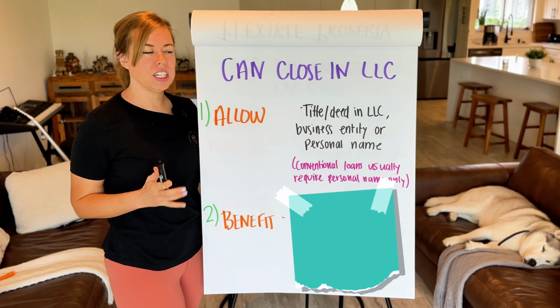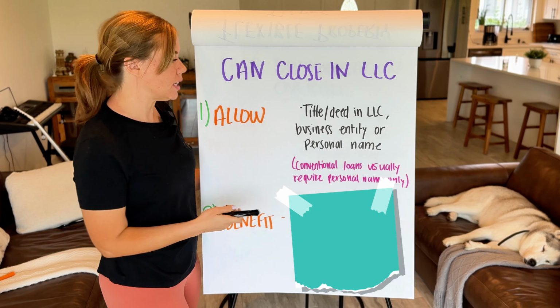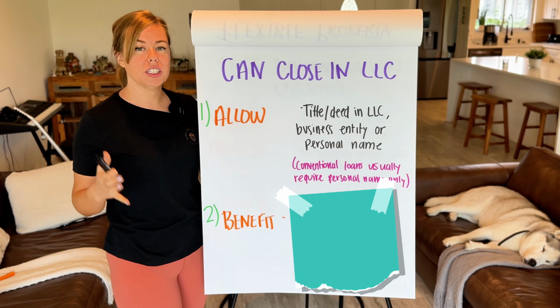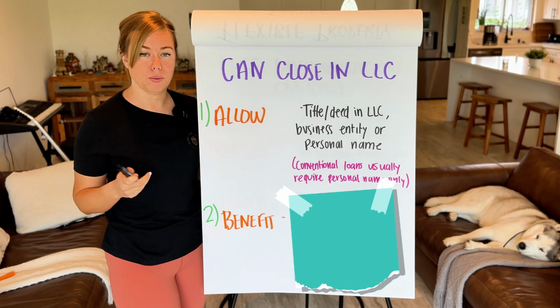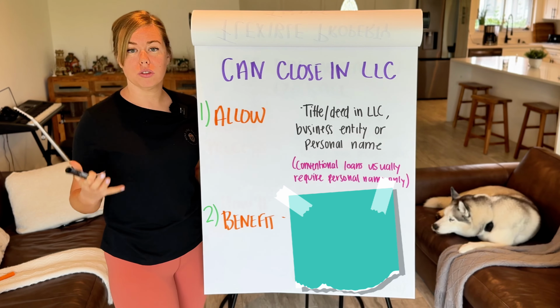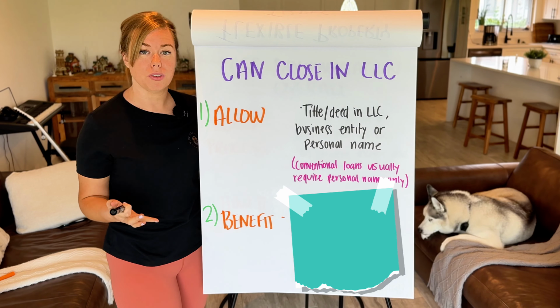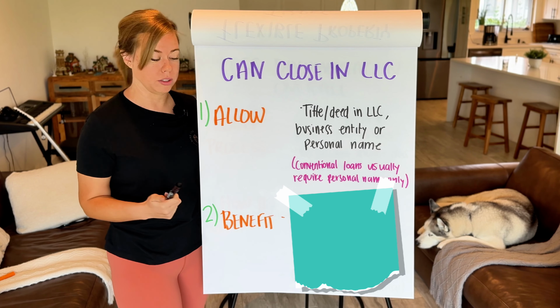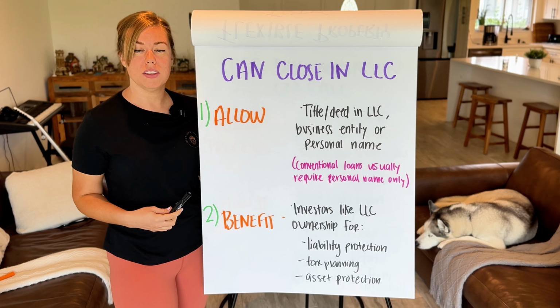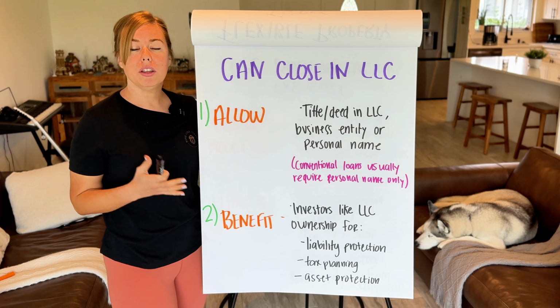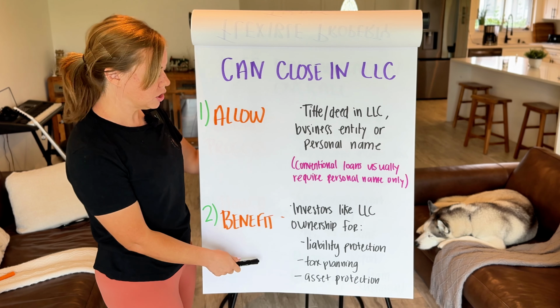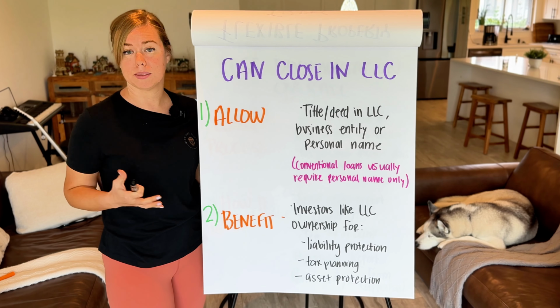And the fourth advantage is you can close in an LLC, and you can have the title/deed in the LLC, a business entity, or even your personal name as well. On the other hand, most conventional loans don't allow you to do this up front and can only be done in your personal name. Now, the benefit of this is investors like to use LLCs because it gives them liability protection, it gives them asset protection, and this can also help with tax planning as well.